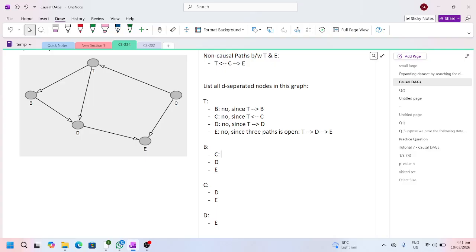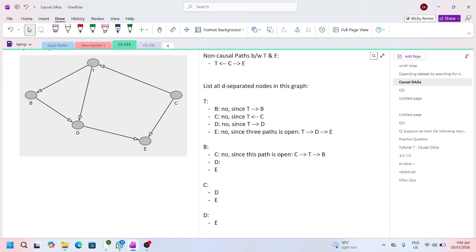Are B and C independent of each other? Let's see B and C. No. No, why not? Because C goes to T and T goes to B. Perfect. This path is open. C goes to T and T goes to B. Since if even one path is open, the nodes cannot be independent. They can't be d-separated. All paths have to be closed or no paths should exist to begin with. Okay. Next you have B.